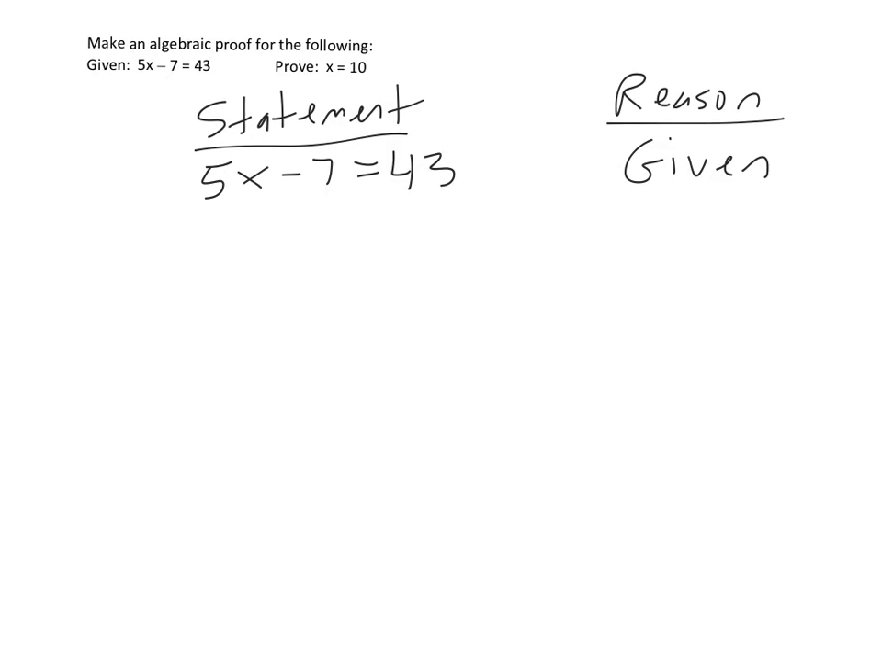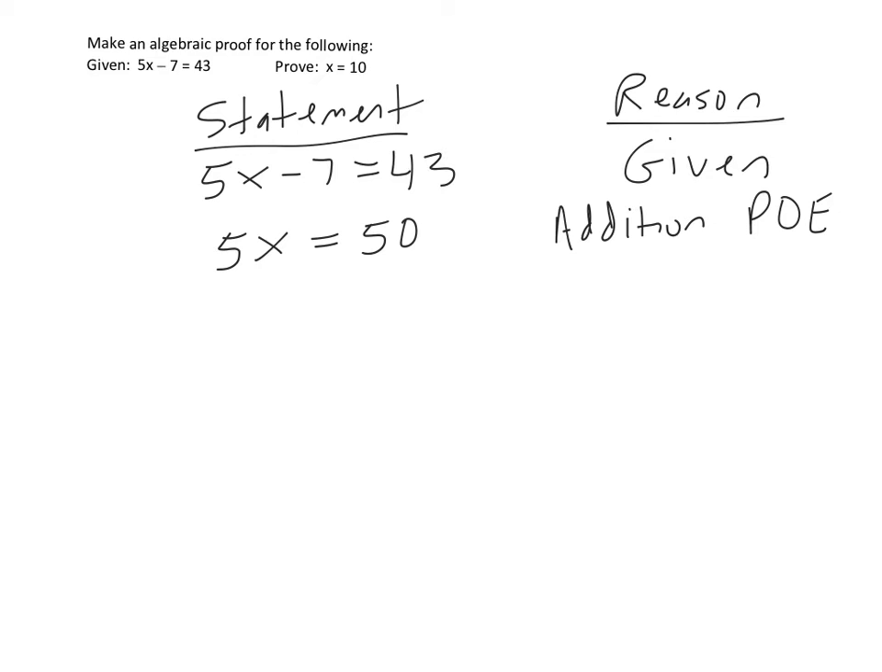So how would we typically start this? We'd probably add 7 to both sides. So then we get 5x equals 50. And we'd say, well, how could we do that? What is the reason? What's the justification? Simple. We added to both sides and it was still equal. So this must be the addition property of equality. That's what allowed us to do that.